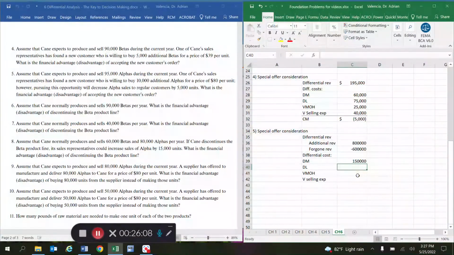And the same thing goes for the other items. They're all going to be based on 5,000 units because you're going to make those additional 5,000 units. So this is going to be $20 times 5,000. This one's going to be $7, and this is all from the data at the top of the information, 5,000. And finally, this one's going to be $12 times 5,000.